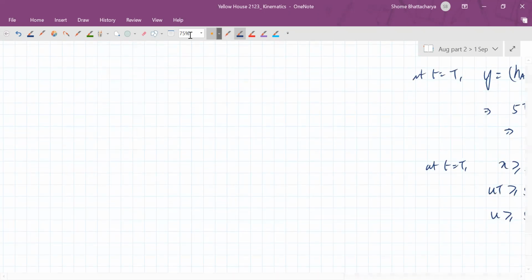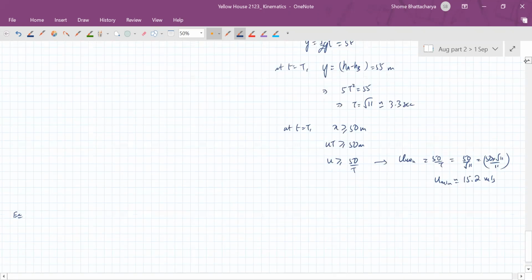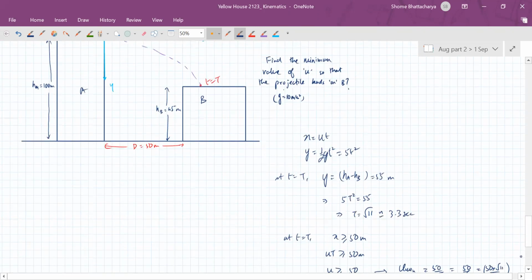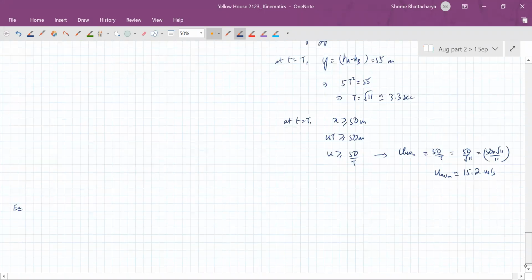For projection from a height, is there any equation for the trajectory? Yes, the equation of trajectory can be written because you know x and y as functions of time, so you can do it the same way by eliminating time. But in this case, we don't know the u to begin with, so writing the equation of trajectory will not be of much use to us. It's better to go by this method. Okay, next example.